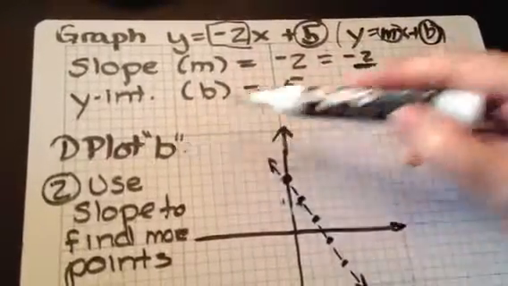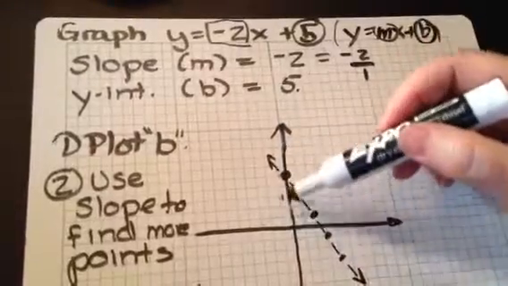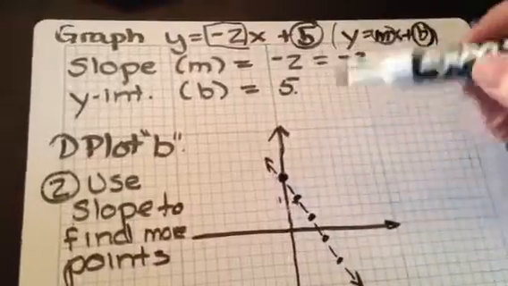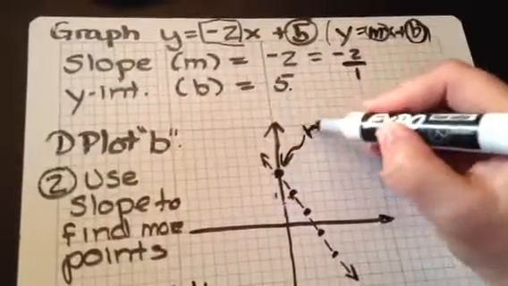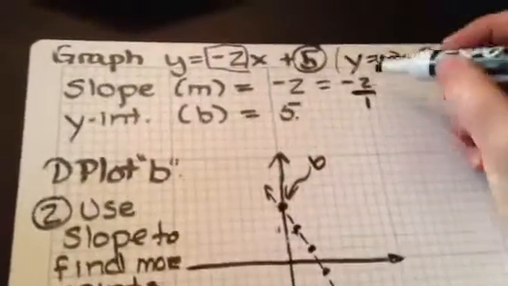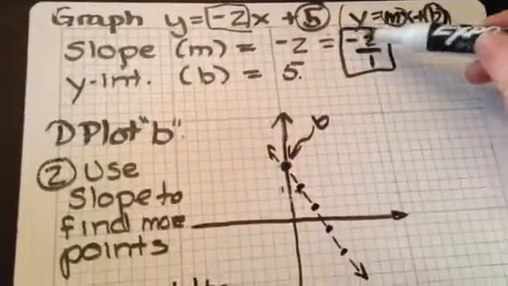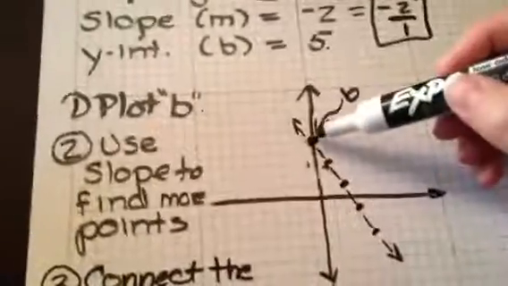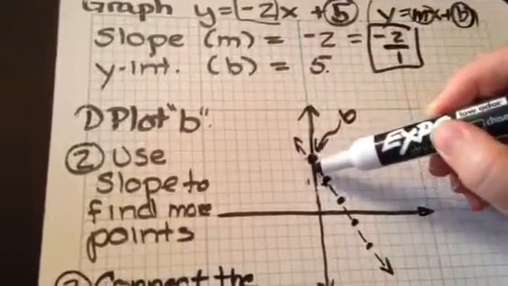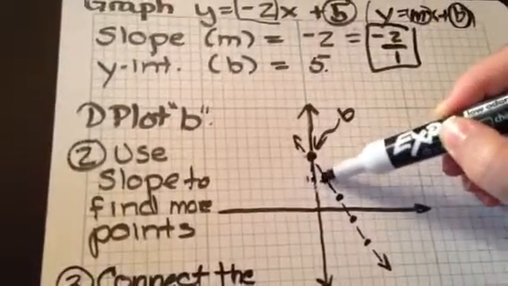Well, the first thing we do is we plot b. Well, b is 5, and we know it's going to be right on the y-axis. So I count up 1, 2, 3, 4, 5, and I plot the point there. So right there, that is b. That's my y-intercept. Now I'm going to use my slope, and right here is why I wanted to write it as a fraction. Because at minus 2 over 1, that means I start at b, and since it's minus 2, I'm going to count down 2 spaces, 1, 2. And it's positive 1, I move over 1. So that would be my next spot.